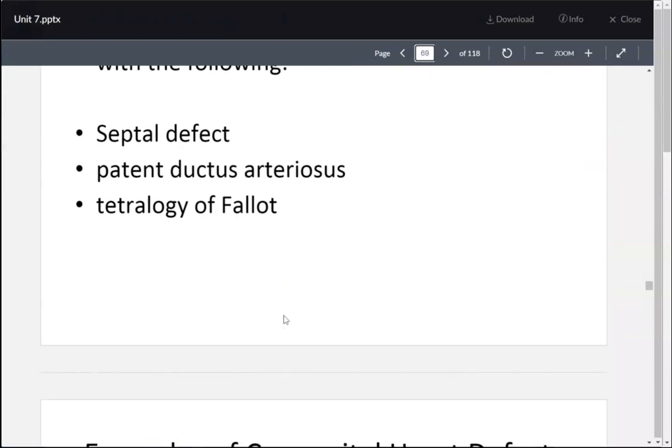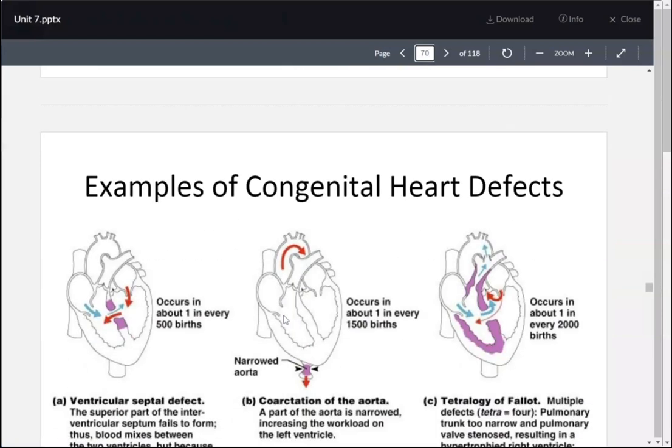None of these are good. Thankfully, when detected, a lot of these bypasses not closing can be easily fixed with surgery. Now, these narrowings, however, are a little bit more difficult.